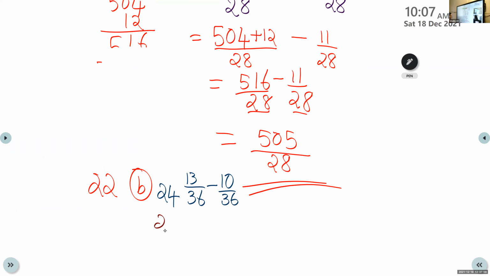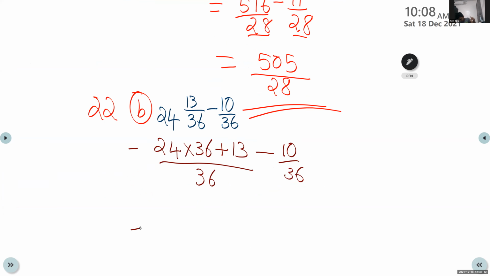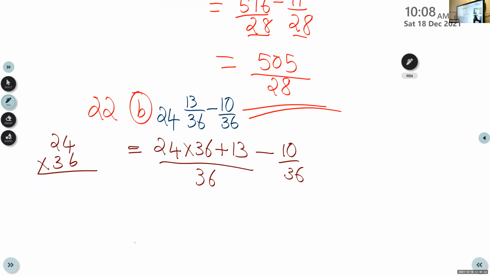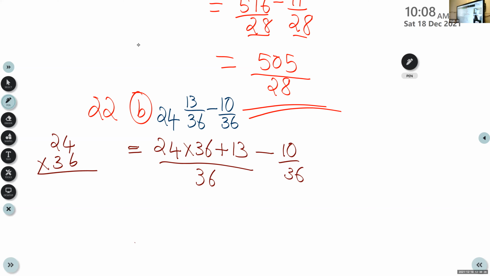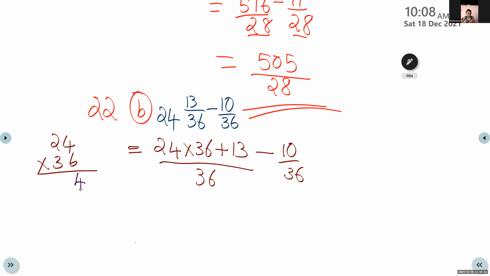So children, what we have to do? Multiply 24 times 36, plus add the numerator 13, minus 10 by 36. 24 multiplied by 36. What is 6 times 4? 6 fours are 24. Yes, children, are you getting the answers? 2 is carryover. What is 6 twos?